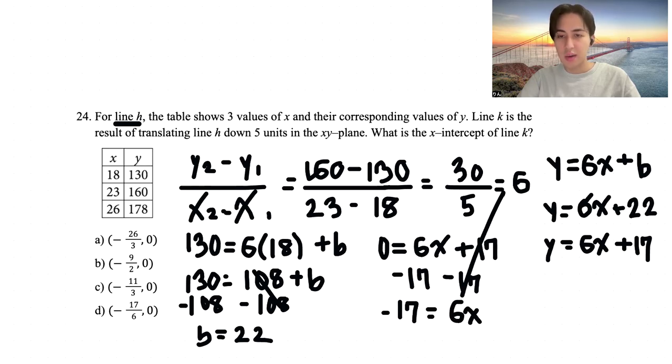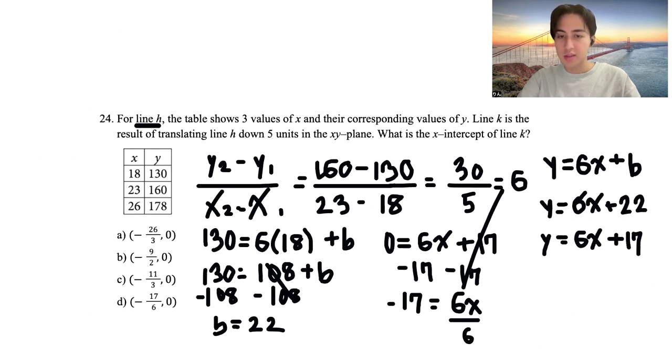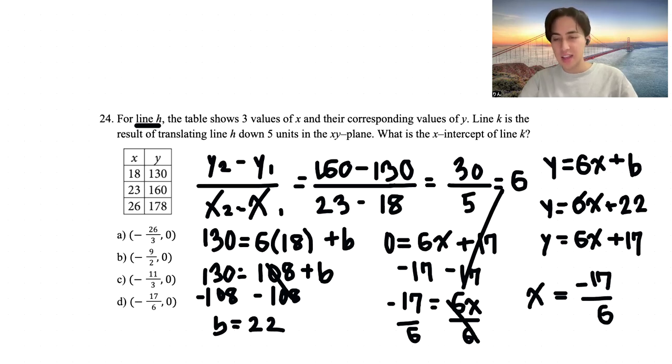Then you can divide by 6. Cross this out, and you're left with x equals -17 over 6. So this is the x value of the x-intercept. And when you look at your answer choices, the only one that has this x value is D. So your answer is D.